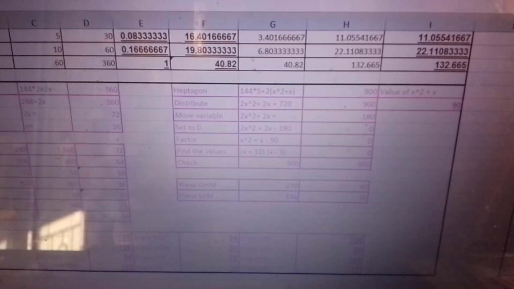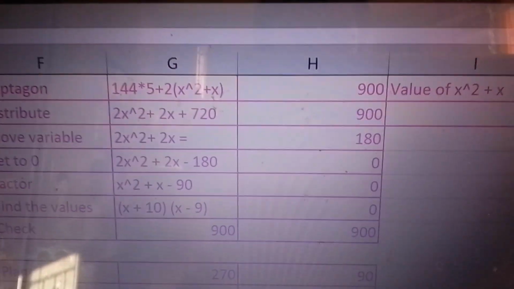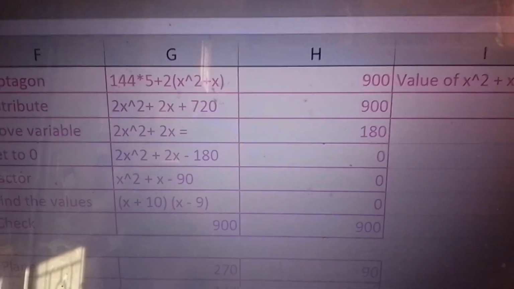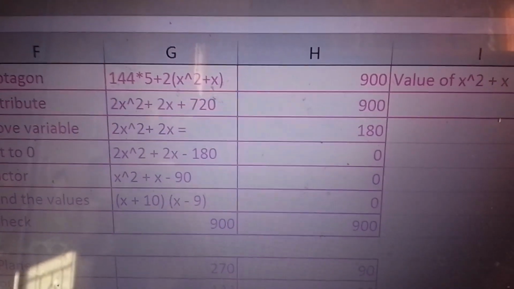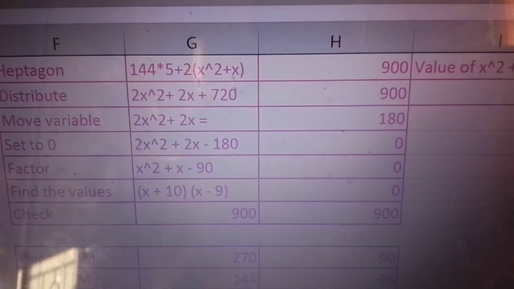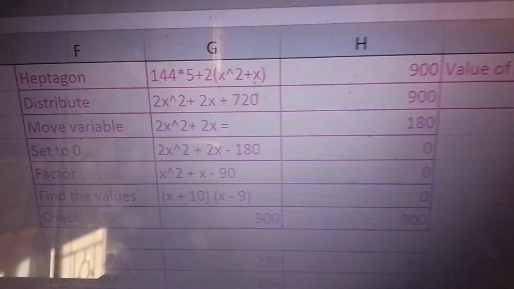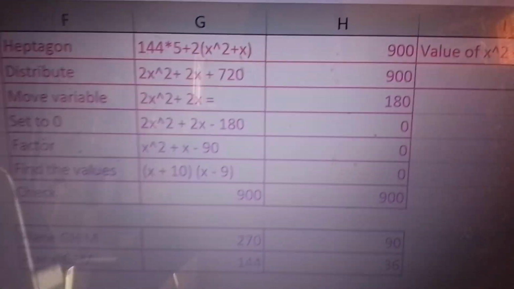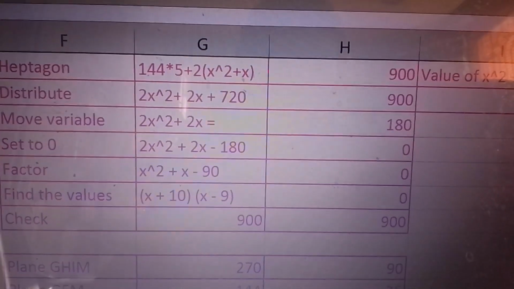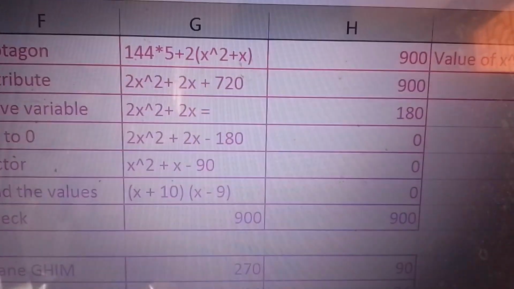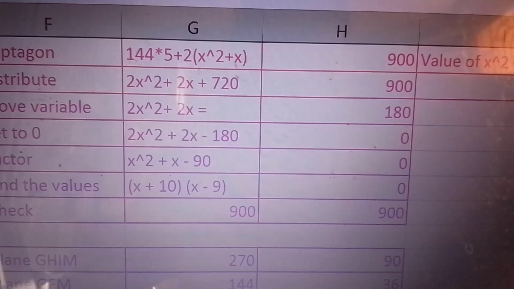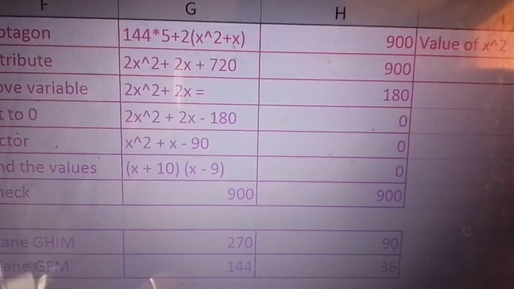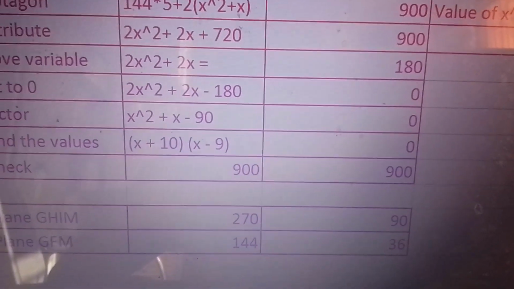Okay? Now, going back to our solution sheet, ito yung ginawa ko. As you can see with the solution sheet here, that's the formula that I did: 144 times 5 plus 2 times x squared plus x. What I did first, I distribute. Is equivalent to 900. That is the summation of the values. Then it should be like this: 2x squared plus 2x. Distribute na namin. Then, we subtract both sides. Move the variable. Then, that'll be 180. Then, set it to 0.